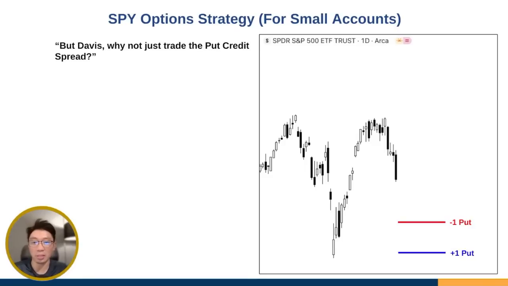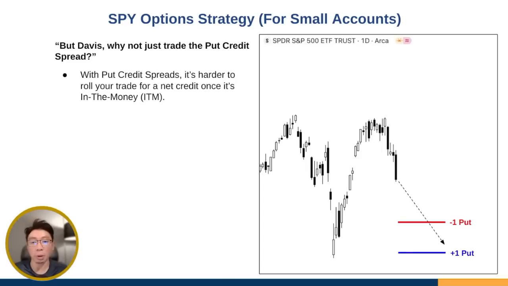And the answer is that yes, you can actually trade the put credit spread. And the put credit spread is a good strategy as well for the SPY, or rather for the S&P 500. And you can definitely trade the SPY with a small account using the put credit spread. But there are a few differences as to why we might want to consider the short put over the put credit spread. Well, one of the reasons is that with put credit spreads, it's harder to roll your trade for a net credit once it's in the money.